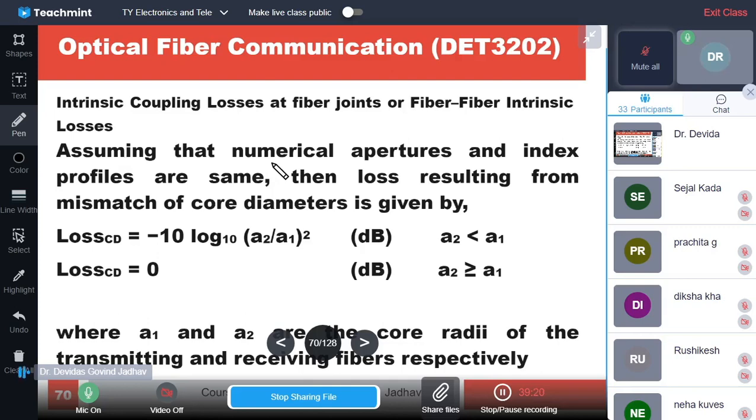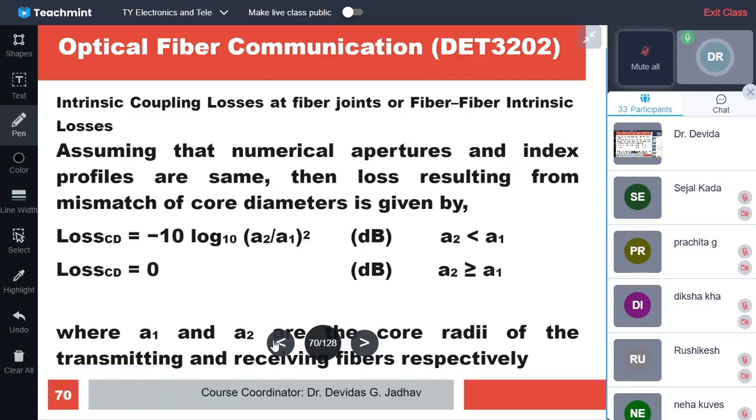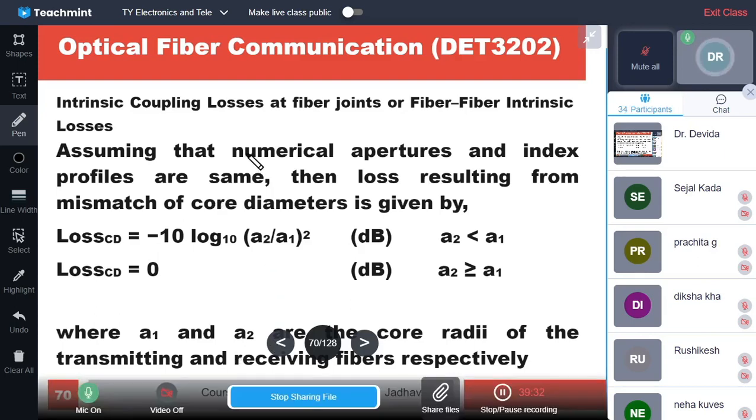Assuming that numerical aperture and index profiles are the same, there are three different mismatches: diameter mismatch, numerical aperture mismatch, and index profile mismatch. Assuming the other two are the same, that is, no mismatch: numerical aperture of both fibers is the same, refractive index profile of both fibers is the same. Assume that. Then loss is due to mismatch of core diameter. Only one is different.